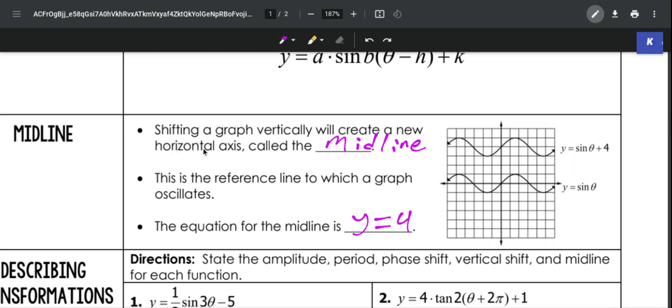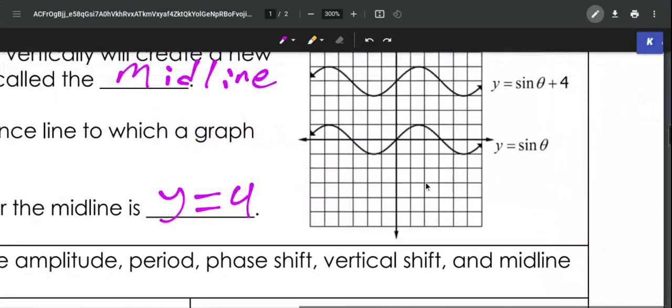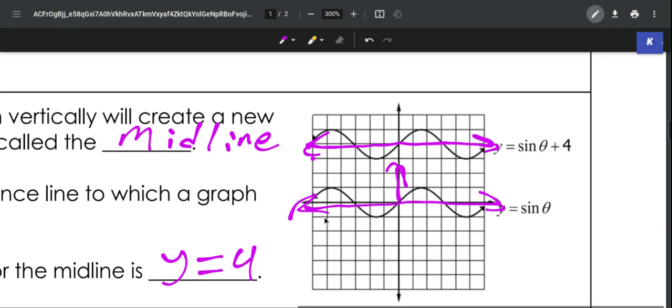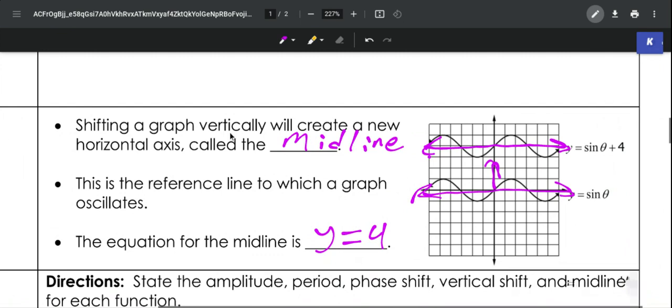All right. So whenever we graph these and we move our original point, we essentially create a new horizontal axis. So all the problems we've been doing look like this problem here, and they're all lying on the x-axis. But whenever we shift this plus 4, we're essentially moving this entire thing up 4 units. Now our new horizontal axis is at y is equal to 4, and that's called the midline. So you create a new horizontal axis, and we call that the midline. And this just tells you where your graph is oscillating. That just means it's going in a wave like this.